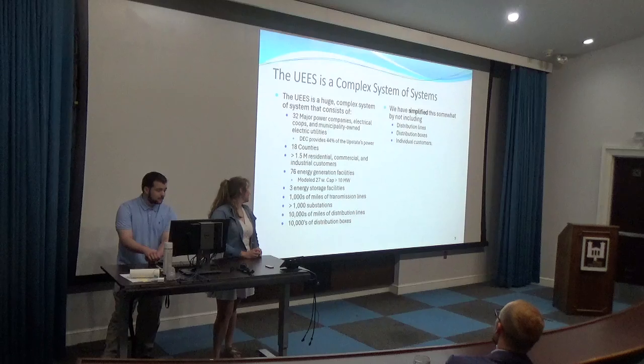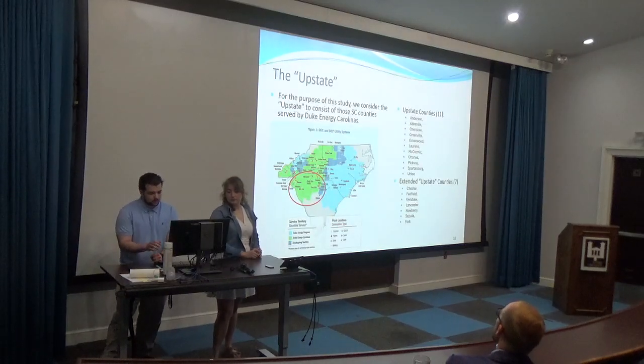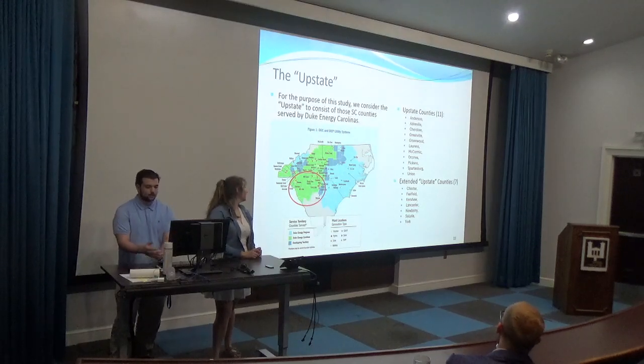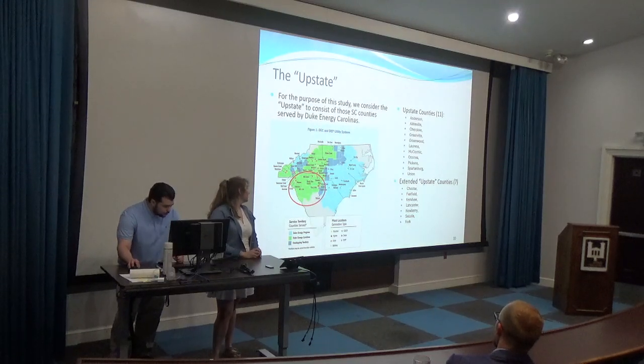To combat the massive size and complexity, we decided to exclude the thousands of distribution lines, the thousands of distribution boxes, and the millions of individual customers. For the purposes of this model, we are defining the Upstate as the counties that are primarily serviced by Duke Energy Carolinas, which, as you can see, are the green areas in this red circle. And our Upstate consists of the 11 Upstate counties plus the 7 extended Upstate counties.